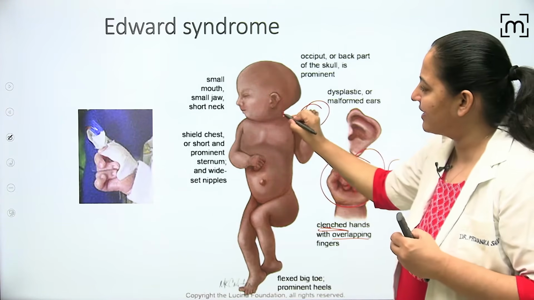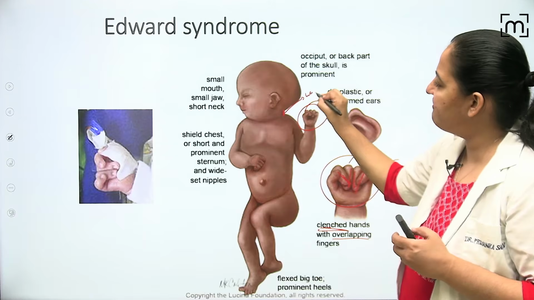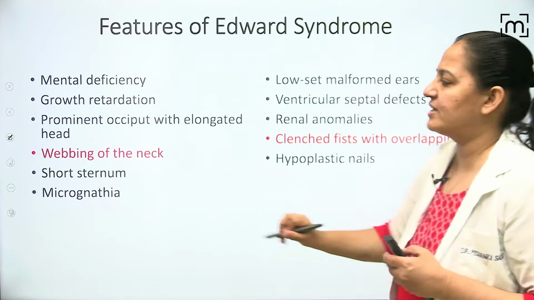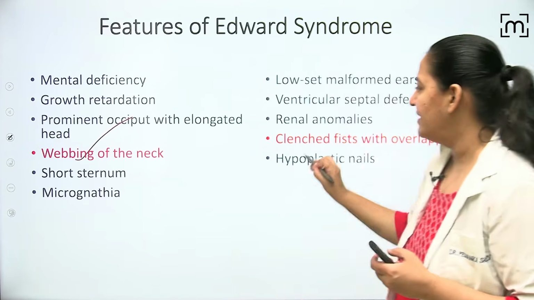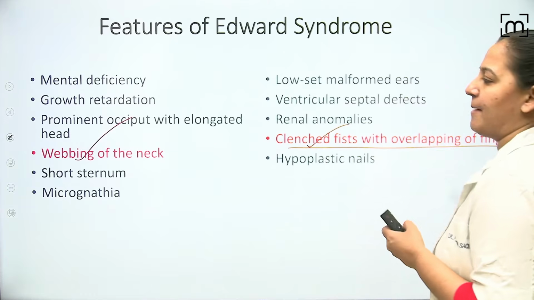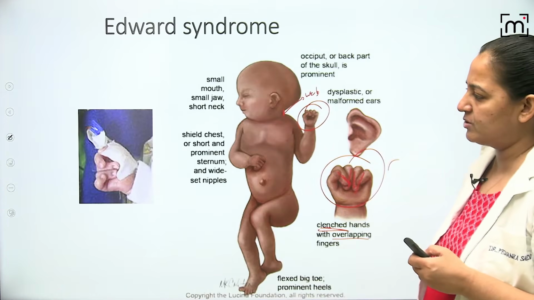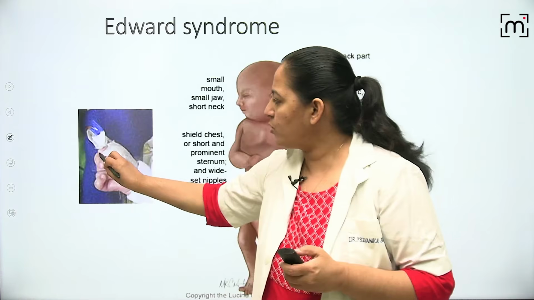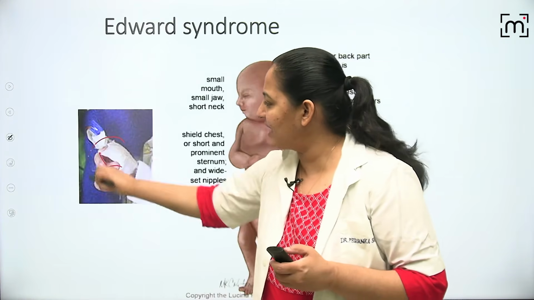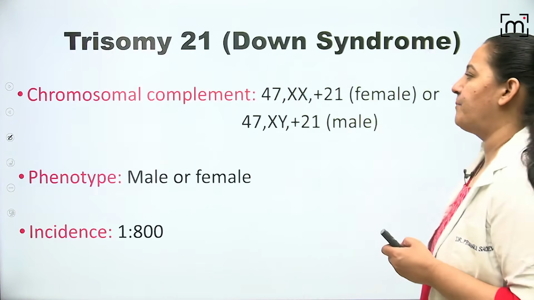And the neck is a webbed neck. So only 2 features are important: webbing in the neck and clenched fist with overlapping fingers. So these 2 features are important in Edward. Can you see these 2 features? See the hand. It is overlapping fingers with a clenched fist. So that is the important feature here.